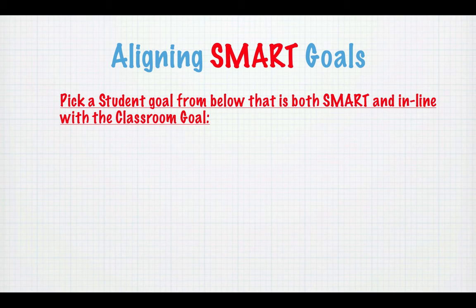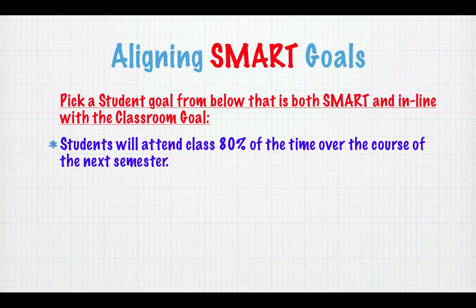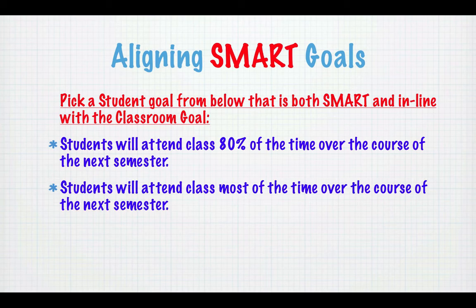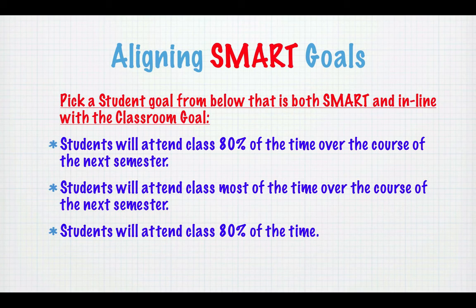Lastly, let's pick a student goal from below that is both SMART and in line with a classroom goal. Do you believe that students will attend class 80% of the time over the course of the next semester is a SMART goal? How about students will attend class most of the time over the course of the next semester? And lastly, what about students will attend class 80% of the time?